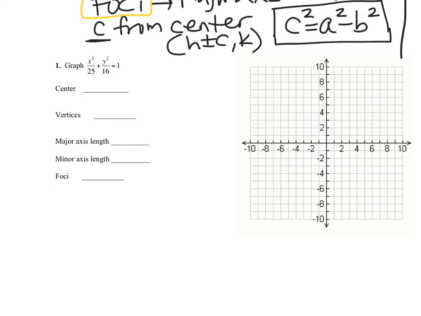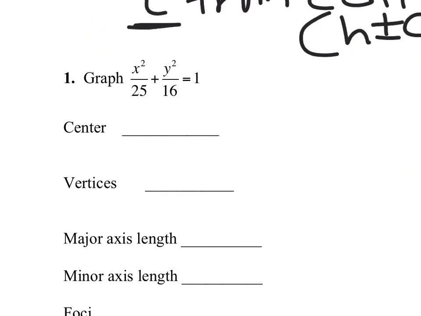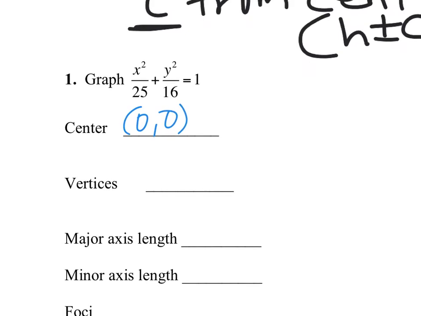Okay, so here we go. What's the center of this ellipse? The center is (h, k). Are there any h and k? The origin, exactly. The center is (0, 0). This is a boring one, but we like boring sometimes.